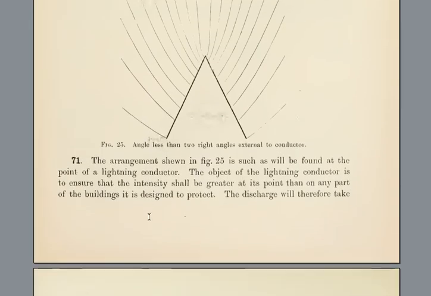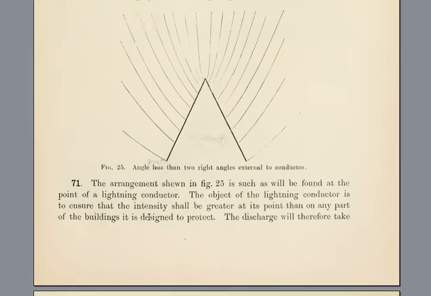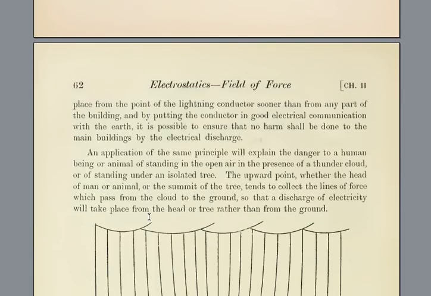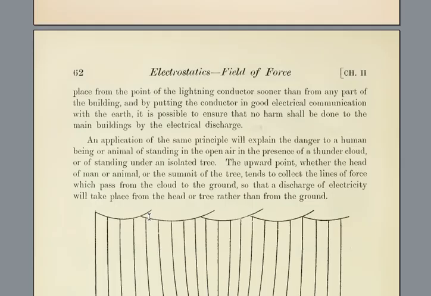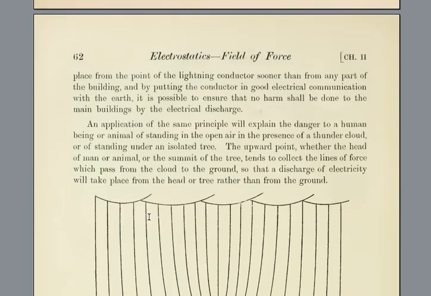71st. The arrangement shown in the corresponding figure is such as will be found at the point of a lightning conductor. The object of the lightning conductor is to ensure that the intensity shall be greater at its point than on any part of the buildings it is designed to protect. The discharge will therefore take place from the point of the lightning conductor sooner than from any part of the building, and by putting the conductor in good electrical communication with the earth, it is possible to ensure that no harm shall be done to the main buildings by the electrical discharge.